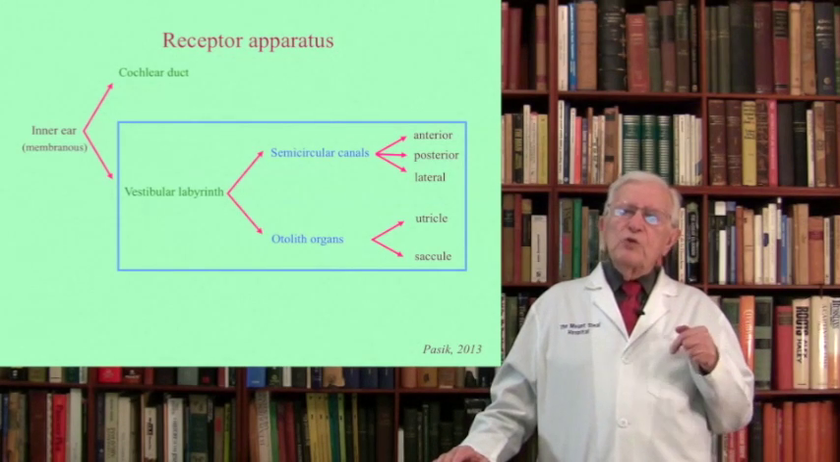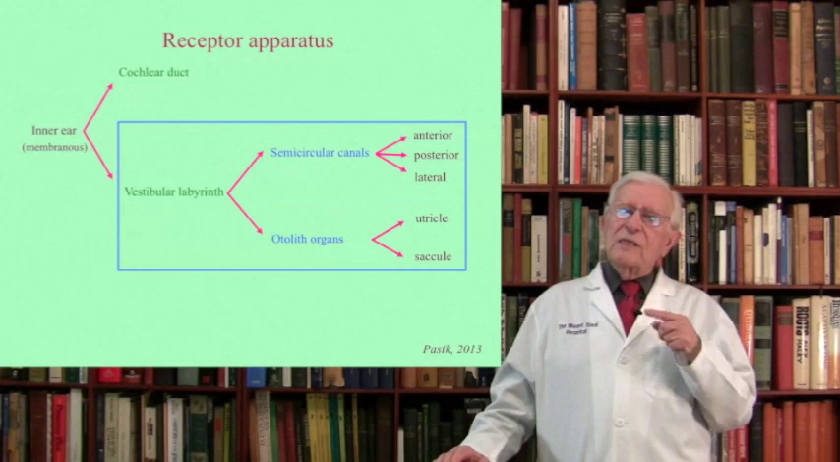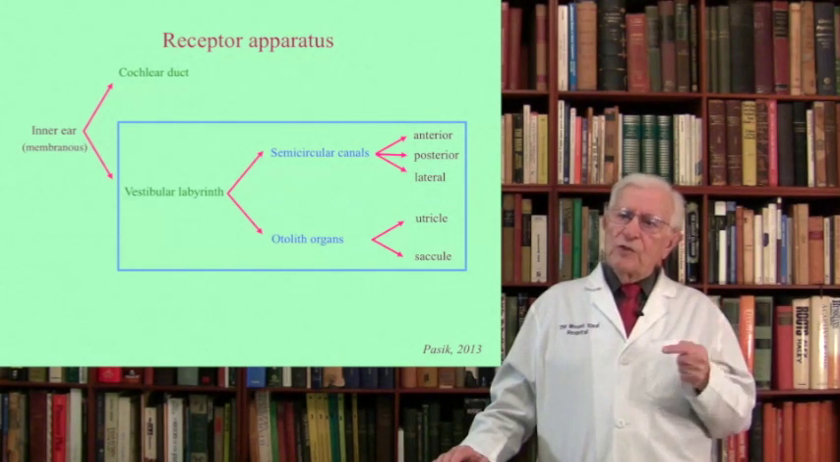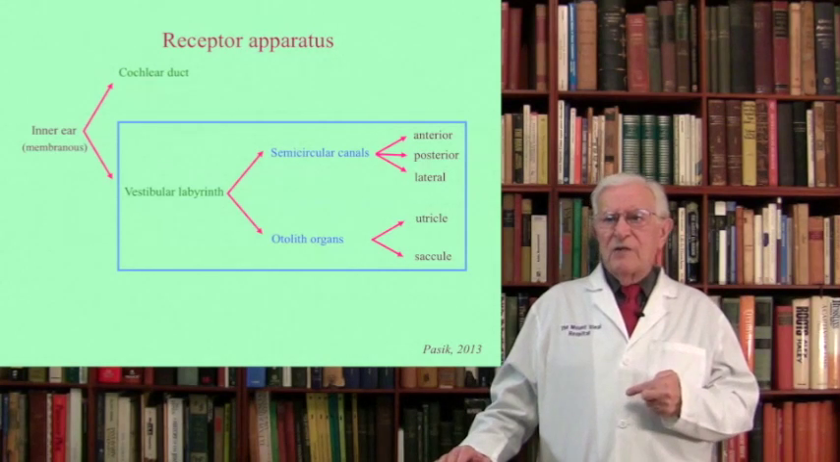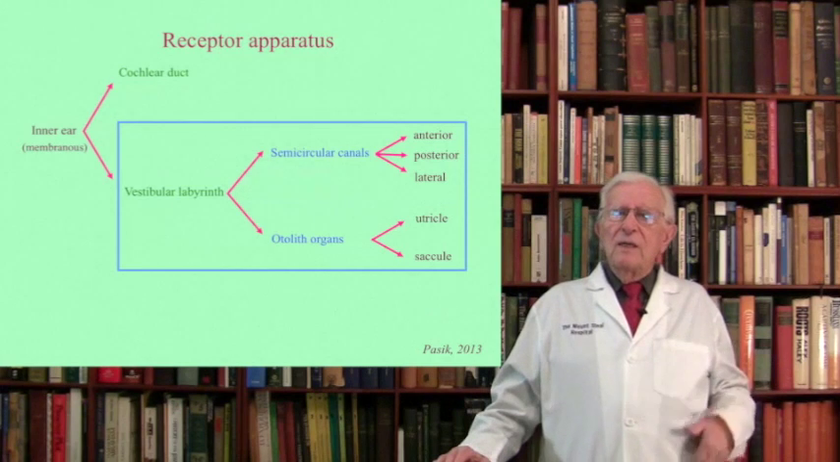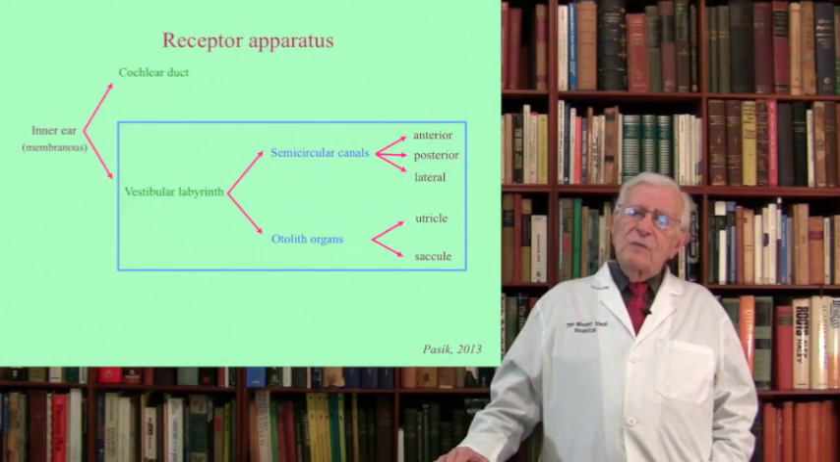We have to deal with each one because the semicircular canals deal with angular acceleration, essentially, whereas the otolith organ deals with linear acceleration. These are really accelerometers that you have in your head. Now, we'll start with semicircular canals.